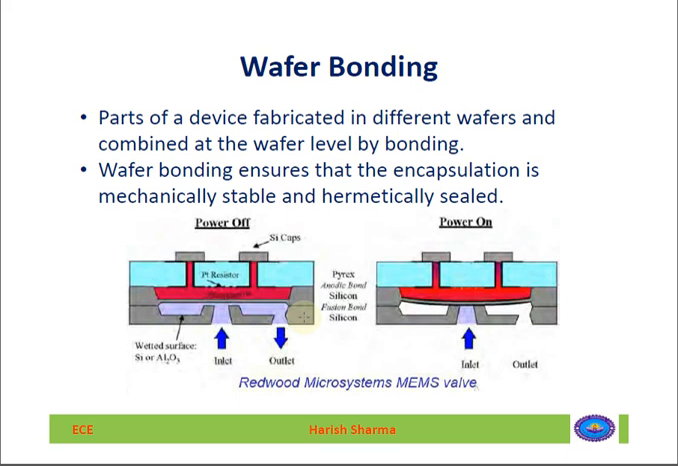So here we understood why wafer bonding is necessary. The parts of a device are fabricated in different wafers and then combined at the wafer level by the bonding process. The wafer bonding ensures that the encapsulation is mechanically stable and hermetically sealed.